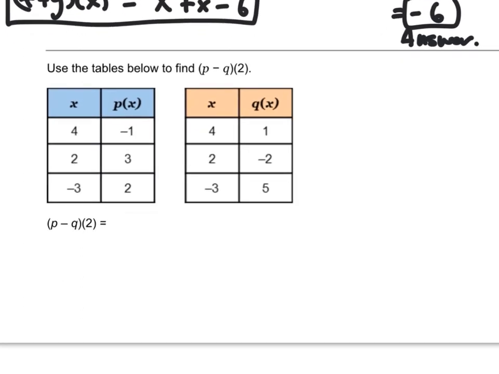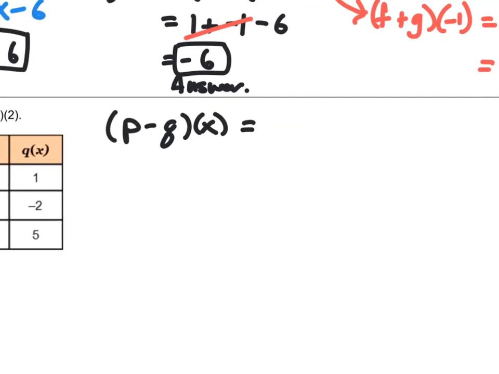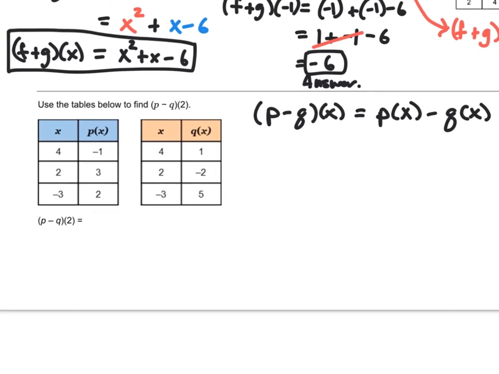All right, now it says use the table below to find p minus q of 2. Okay, so hold on a second. Before I even do anything, if I've got p minus q of x, our independent variable is x, if I do that, that's me doing p of x minus q of x. Okay, now the problem is that I don't actually have functions. I just have tables of values.